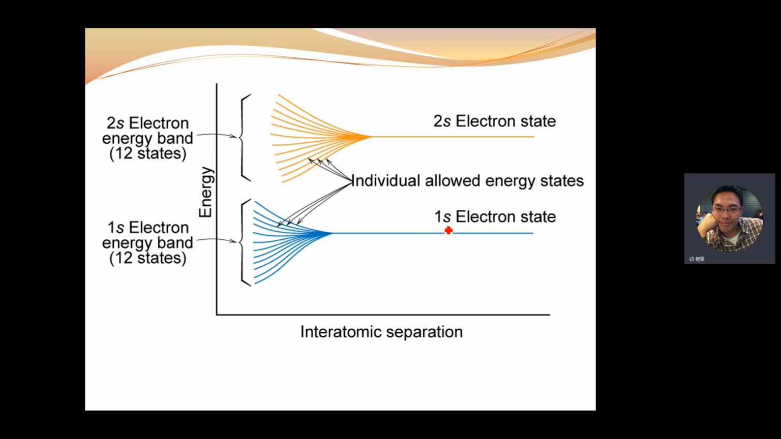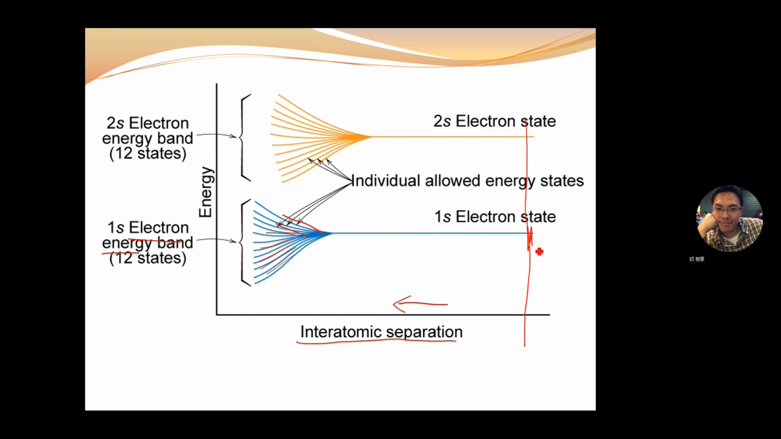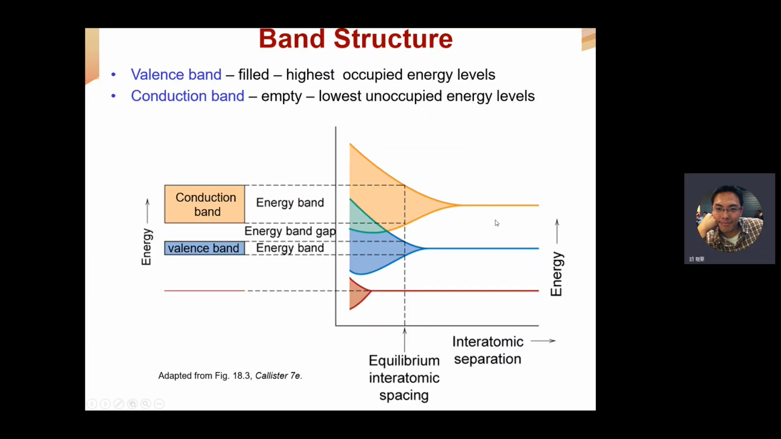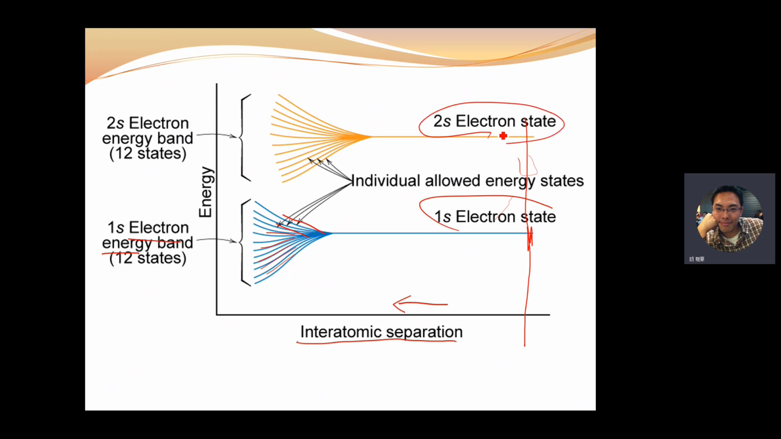Therefore, as the electron number increases, that means the interatomic separation decreases, right? And the electron energy will split. And for the longer distance between atoms, for example at this position, we still have the 1s electron state, and the 2s electron state, and so on.